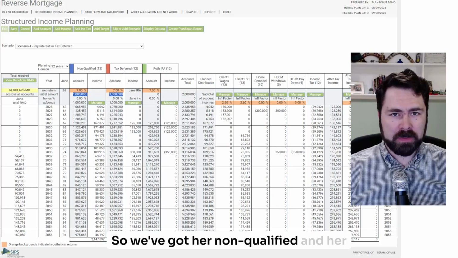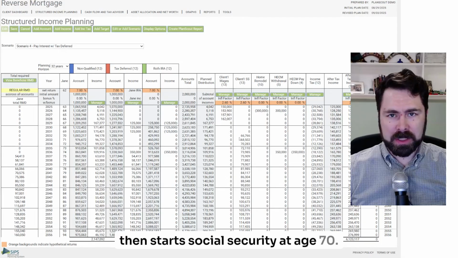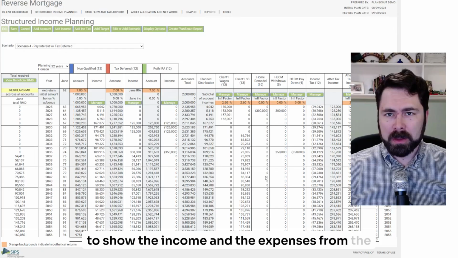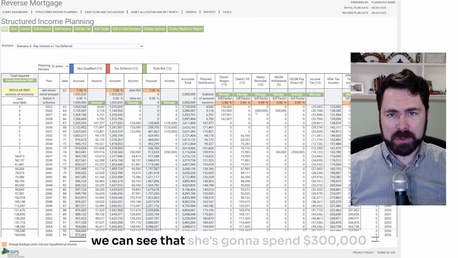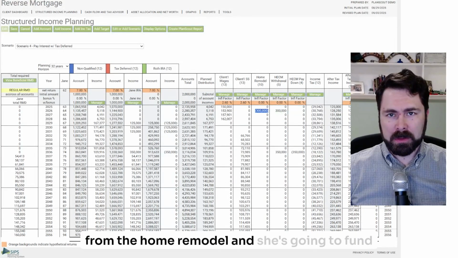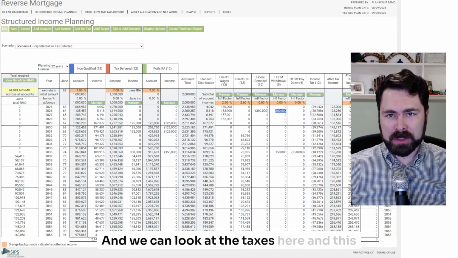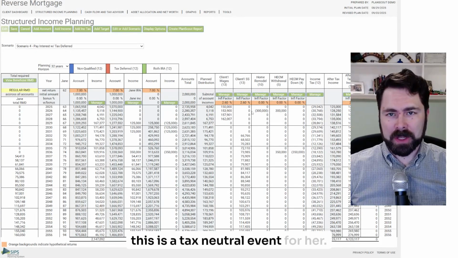So we've got her non-qualified and her tax-deferred assets, and we can see she's going to be working for another 4 years before she has a little bit of a break and then starts Social Security at age 70. And then we've added a couple of columns here to show the income and the expenses from the HECM, the reverse mortgage. In year 2, we can see that she's going to spend $300,000 on the home remodel, and she's going to fund that with $300,000 from the reverse mortgage. And we can look at the taxes here, and this goes back to the point we made earlier, where this is a tax neutral event for her.